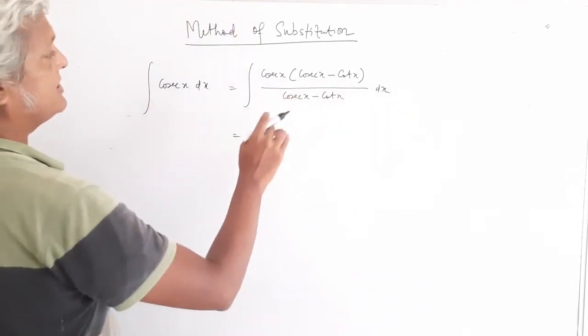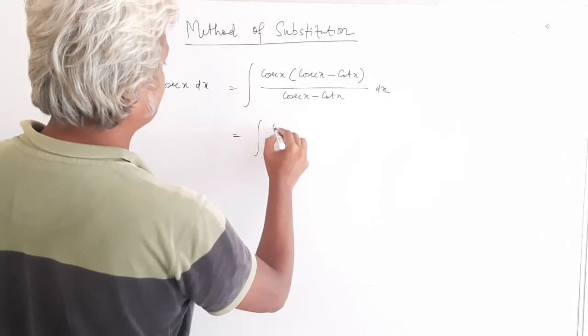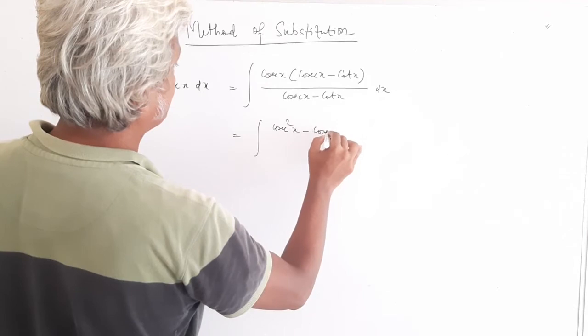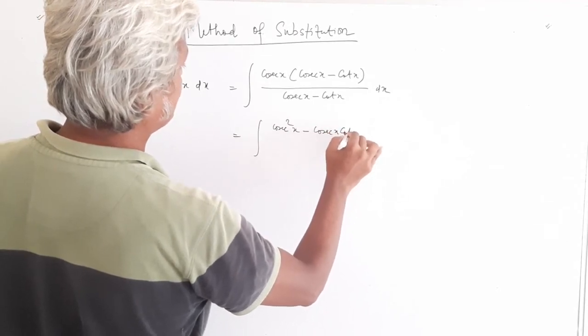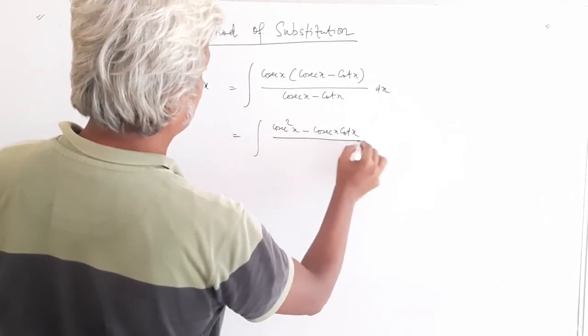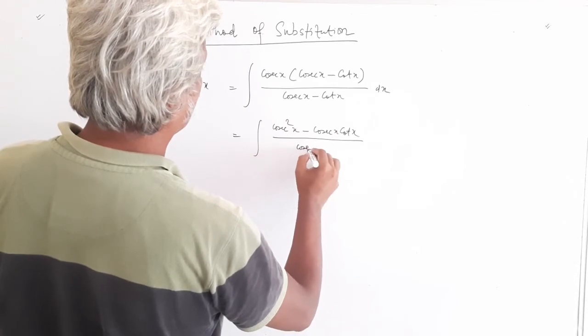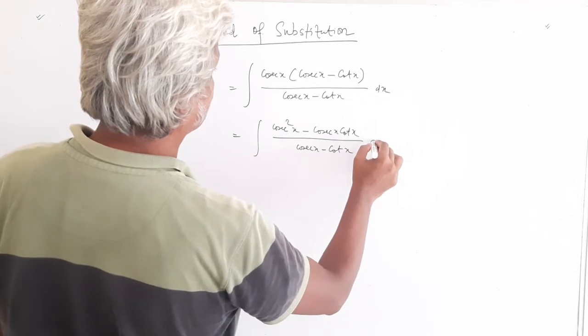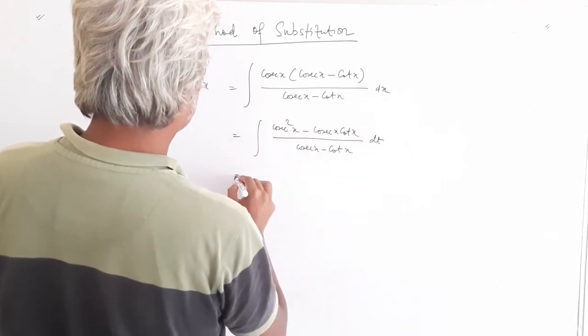Then you see, just expand the numerator, you find cosec square x minus cosec x cot x over cosec x minus cot x dx.